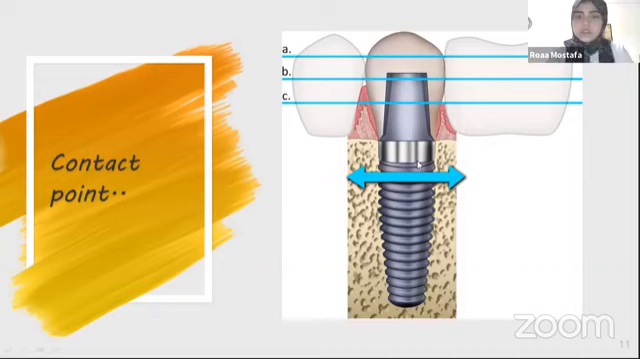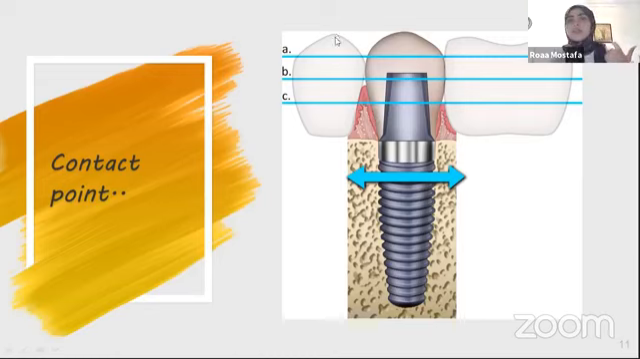We should, first of all, insert the implant in proper position concerning mesial and distal. It shouldn't be more mesial, it shouldn't be more distal. It should be proper. If it is more mesial, the distal contact point will be over contouring. This is first of all.